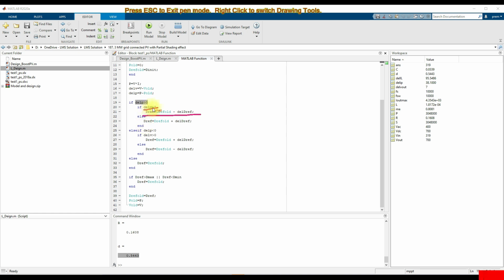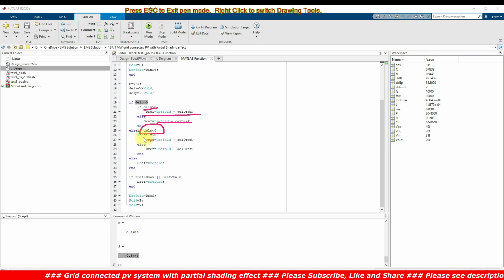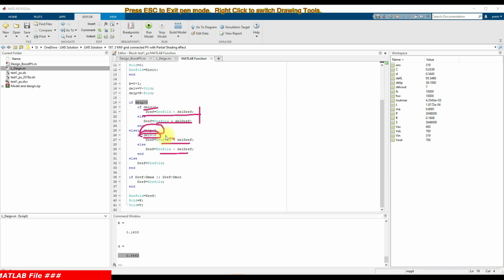If delV is not greater than 0, then you have to increment the duty cycle to extract the maximum power from the PV. Then you have to check delP. If delP is less than 0, again you have to check delV. If delV is greater than 0, you have to increment, or if delV is less than 0, you have to decrement. That means you are taking the opposite of these two conditions. If delP is equal to 0, you just maintain the D_ref; the duty cycle reference will be the previous instant duty cycle.